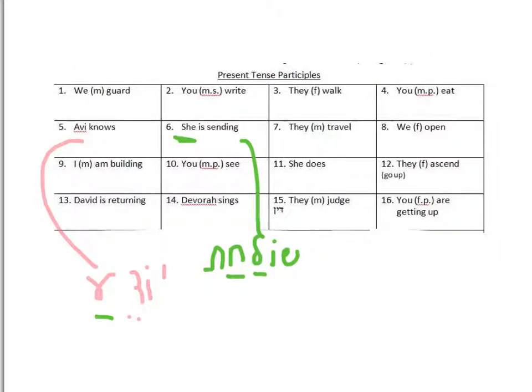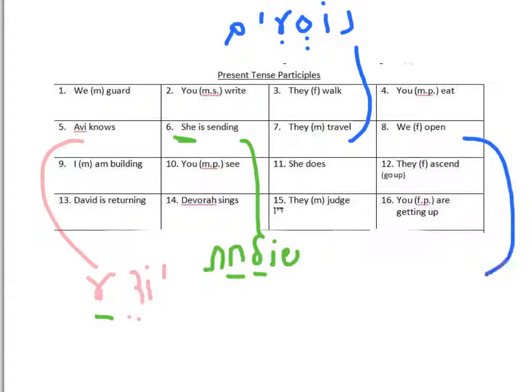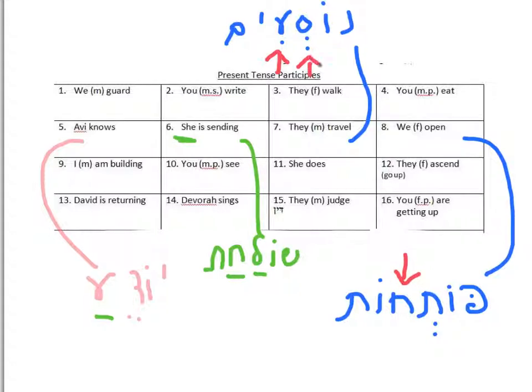Number seven, they travel, right? It becomes nosim. My guttural can handle a sounding shva, that's shva na, right before it. We open. Similarly, it can handle, right, let me first write it out, potchot, right, so I have beged kefet, and my guttural here, just like I had with nosim above, I have a guttural chet, and in both cases my guttural can handle the shva that comes right before it.